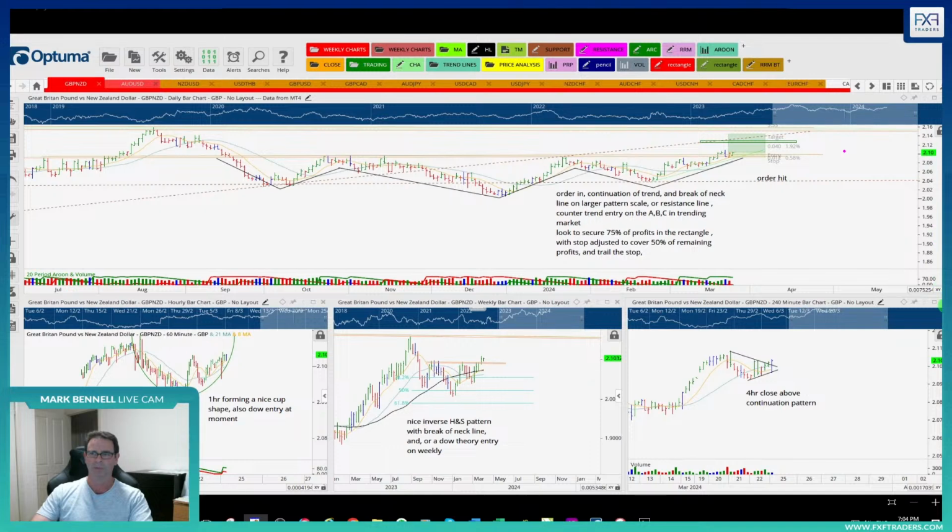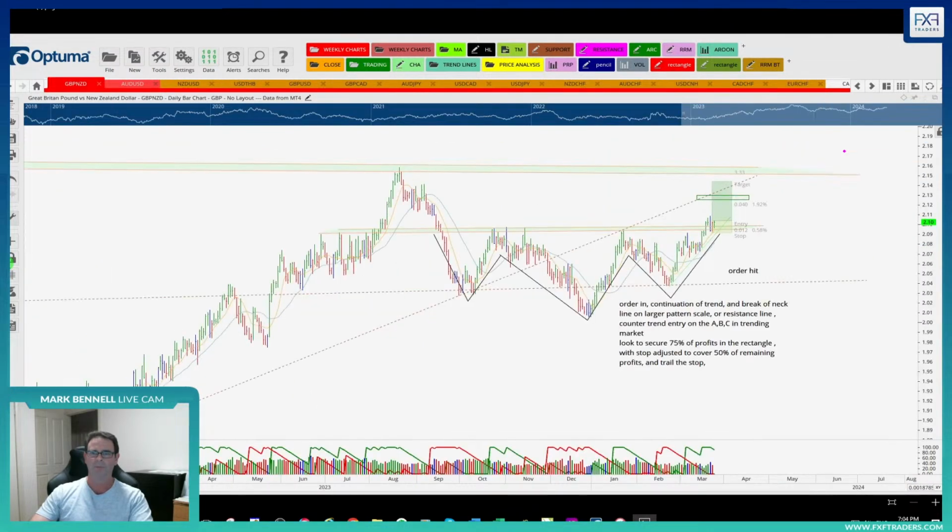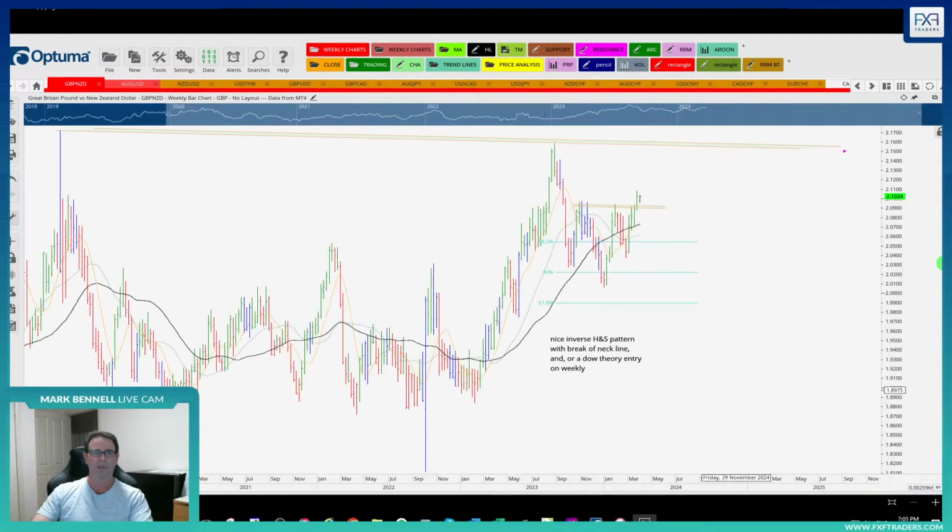Let me just jump through to his higher time frame first. All right, so let's have a look at the weekly. Here's his weekly chart. So we can see through here Ben has written he's got a nice inverse head and shoulders pattern with a break of the neckline and/or a Dow theory entry on the weekly. All right, very good. So we can clearly see he's identified the inverted head and shoulders here, which is great.